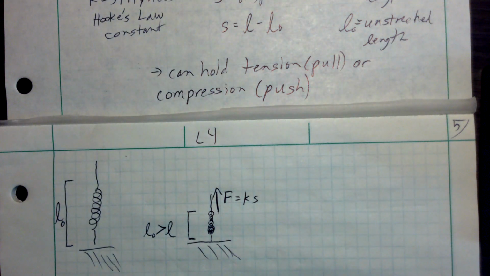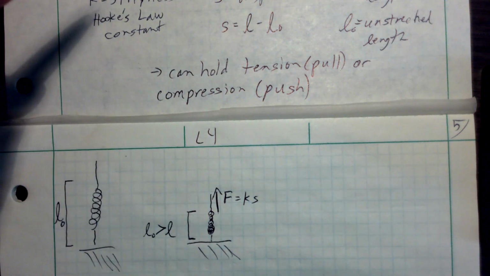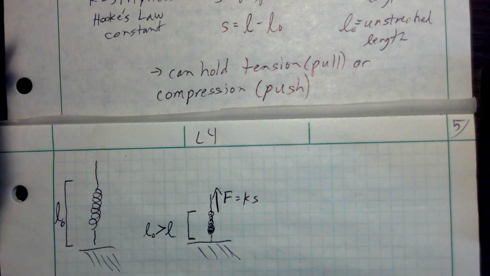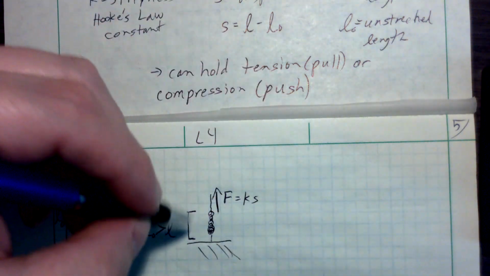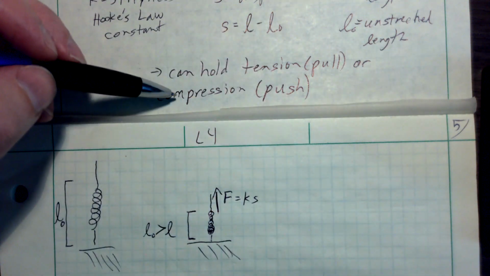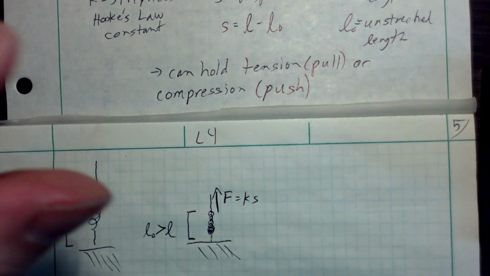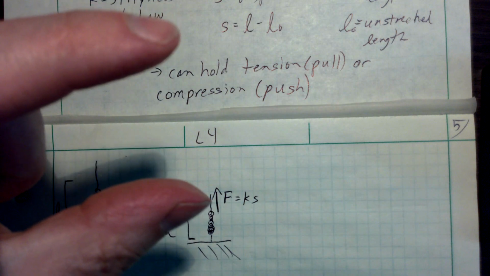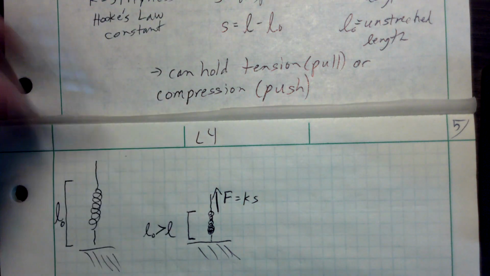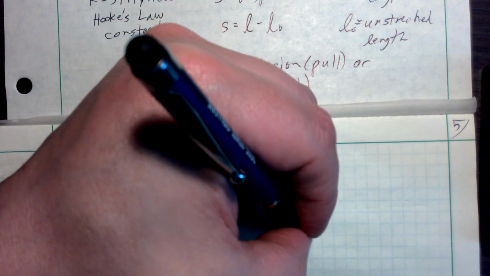You're going to have a sign there, but the sign is really just telling you the direction of the force, if you will. But again, it can hold tension or compression. So if I've compressed the spring, if I've made it shorter, I've gone from L down to a smaller L, it will apply a compressive force, or a push force.